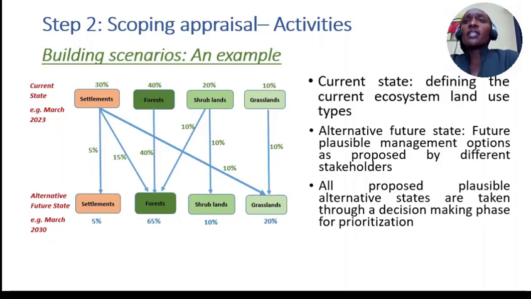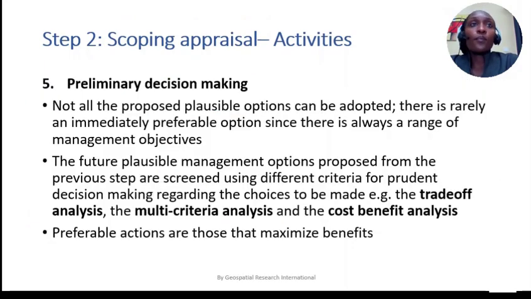So at the end of the scenario building, several other future options addressing different stakeholder needs will have been proposed, and this will then need further prioritization using different techniques to come up with only implementable and practical future options. The next and last step in the preliminary decision making phase: as I have said, not all the proposed plausible options can be adopted, because there is rarely an immediately preferable option, since there is always a range of management objectives.